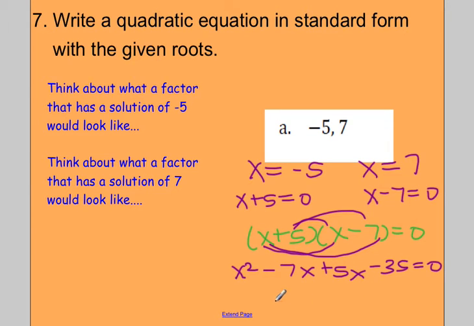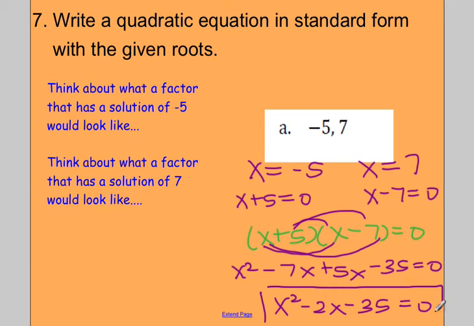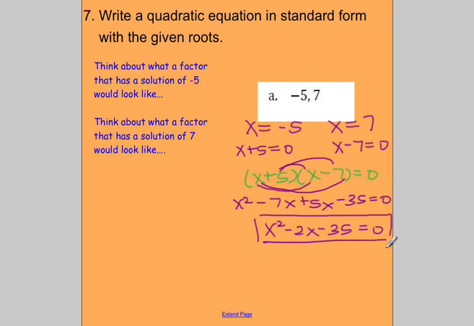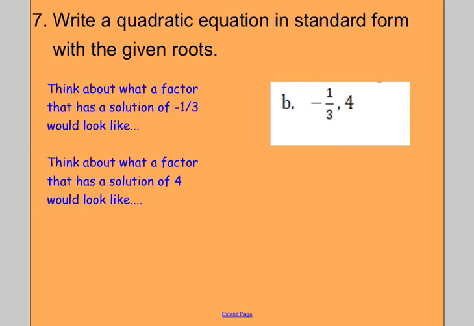If I combine my like terms, which we should, my original equation was x squared minus 2x minus 35 is equal to 0. Okay, that is it for 7a. Oops, sorry. Going on to 7b. It's only a little different.